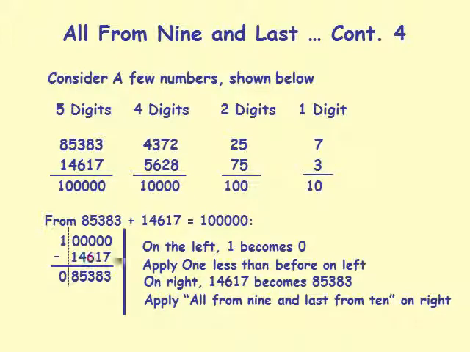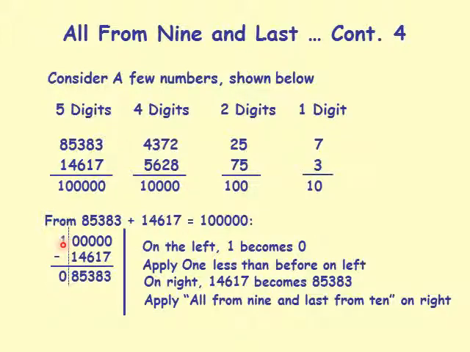So apply all from 9 and last from 10 on the right, and we apply that to the digits in the second row. On the left, apply 1 less than before to the digit in the first row. When the subtraction problem is 1 followed by zeros, and we subtract another number from it, the solution is what we just computed from our observation.